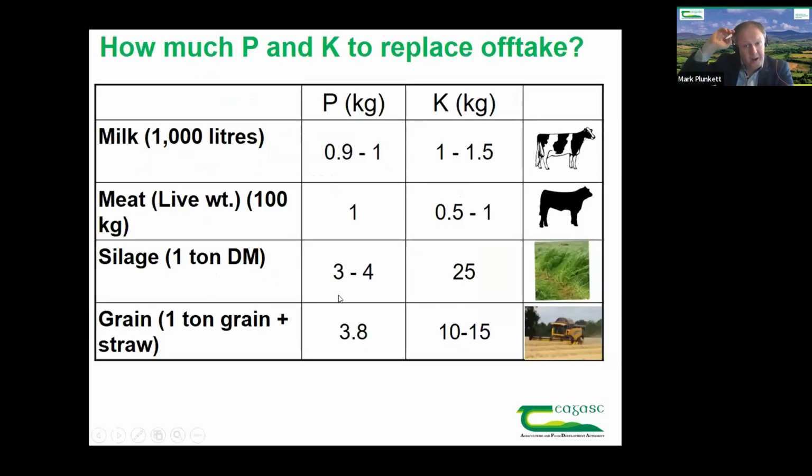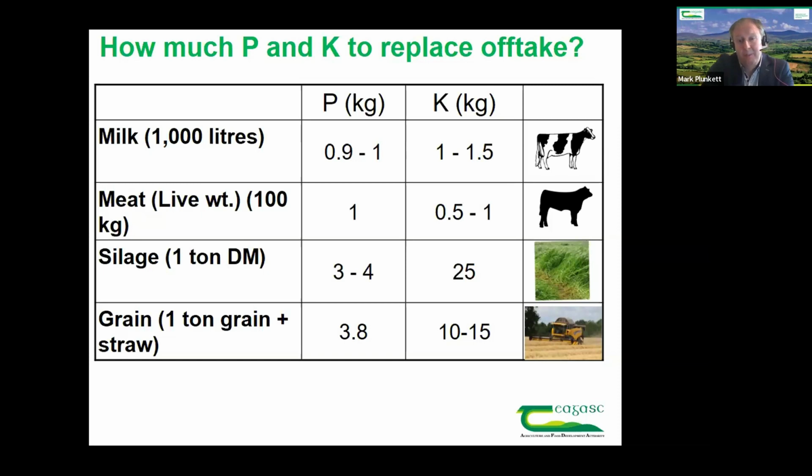Okay, so just to remind people how much P and K is taken out. If you take milk, for example, every 1,000 litres of milk, there's approximately a kilo of P removed and about 1.5 kilos of K. Meat, live weight gain, about a kilo per 100 kilos of live weight gain. Silage, about 3 to 4 kilos of P and about 25 kilos of K per tonne of dry matter. And in terms of grain production, we talk about 3.8 kilos per tonne of grain and 10 to 15 kilos of K. So that's offtake.